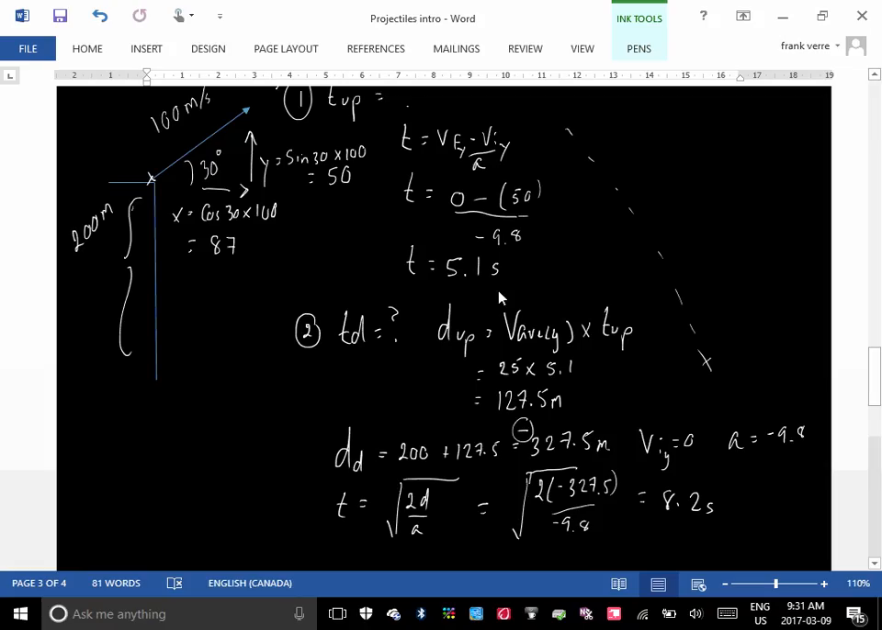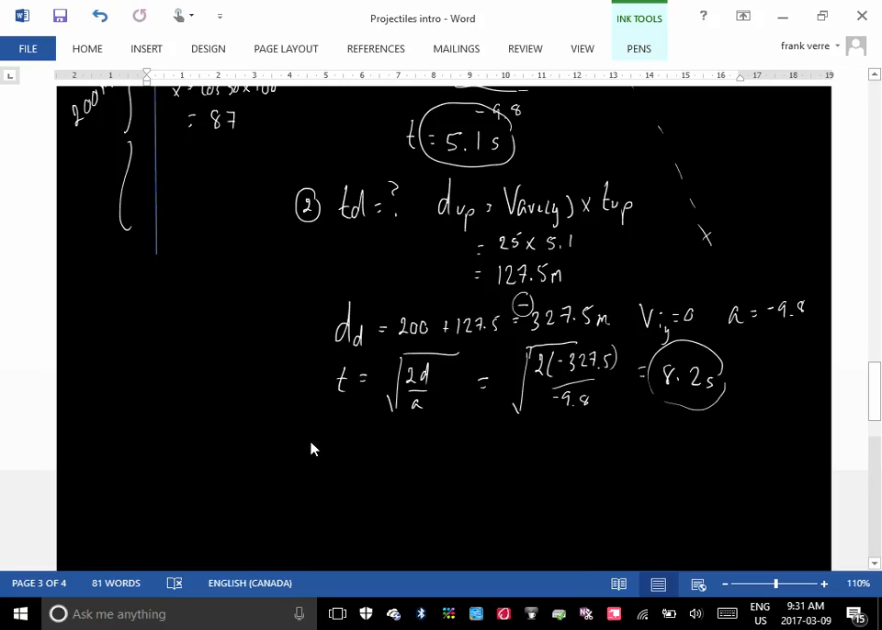Well, it went up and took 5.1 seconds to go up. And it took 8.2 seconds to go down. So then it makes sense that the total time is what? Yeah, so the total time would have to be 5.1 plus 8.2, which is 13.3 seconds. Okay, so it's in the air for 13.3 seconds, right?